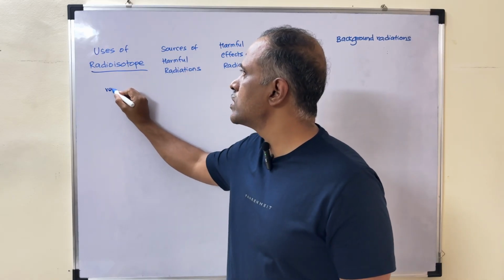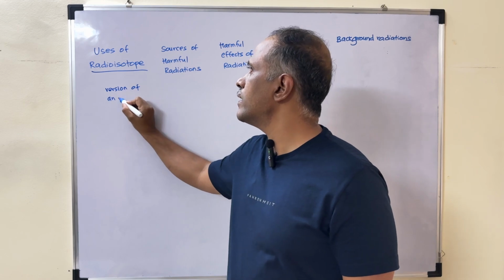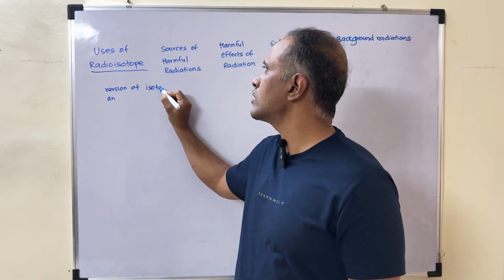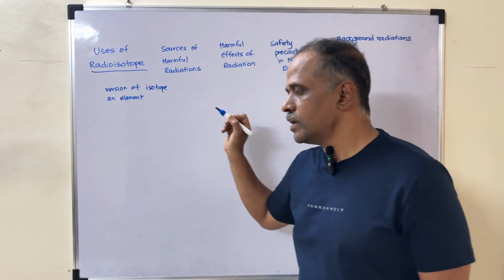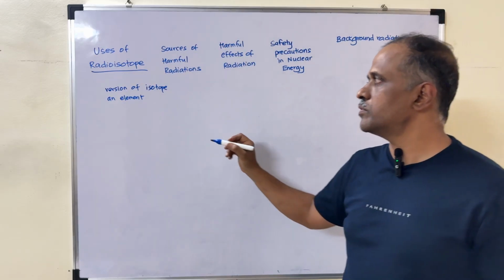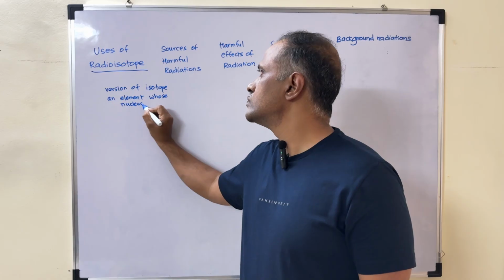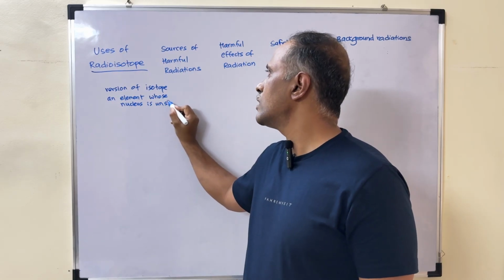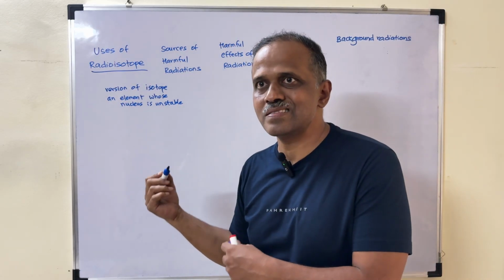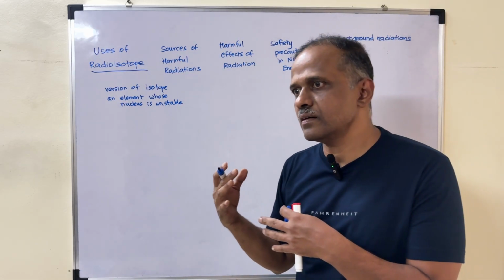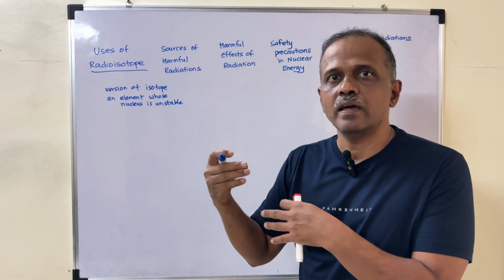A radioisotope is nothing but a version of an isotope of an element whose nucleus is unstable. Now you will say, okay, uranium nucleus is unstable, so does that become a radioisotope? Yes, that is a radioisotope, definitely. Uranium itself is radioactive.